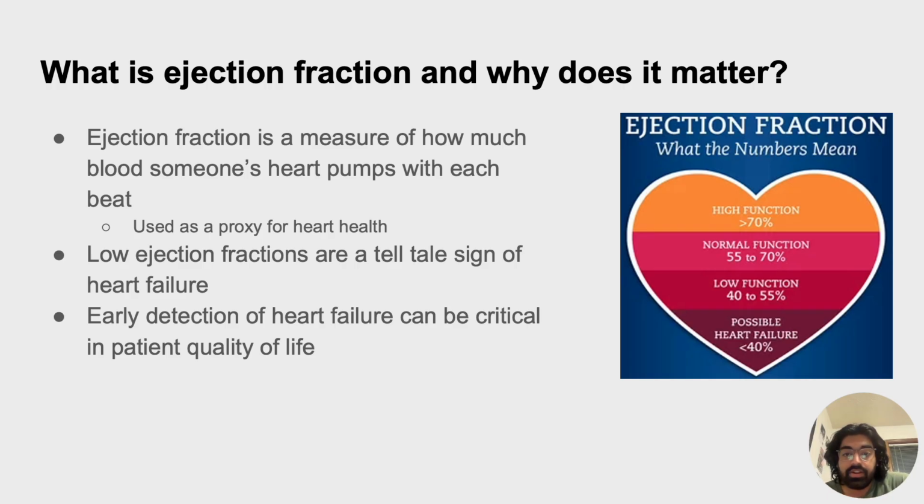So we can see here that ejection fraction percentages of less than 40% are indicative of heart failure. Between 40 to 55% is indicative of low heart function. 55 to 70% is considered normal, and 70% is considered high functioning or exceptionally healthy.